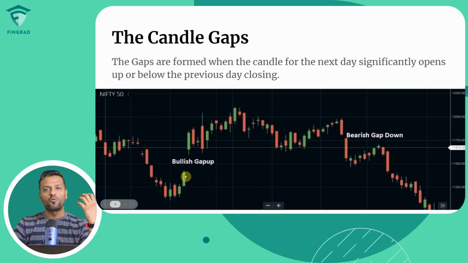The bullish gap up is when the opening of the next day is significantly above the close of the previous day, and a bearish gap down is that pattern in which the open for the next day is significantly below the close of the previous day. So those are the two gap patterns in the market.